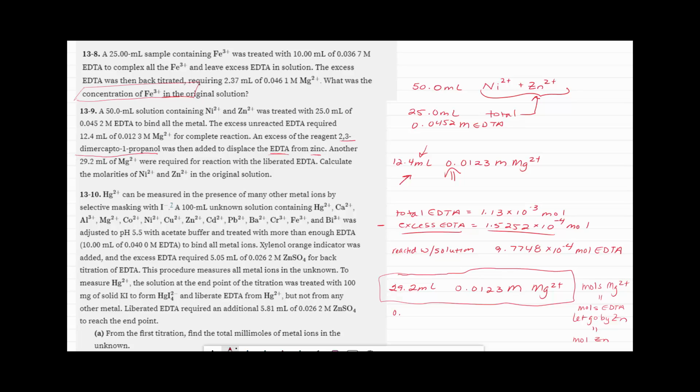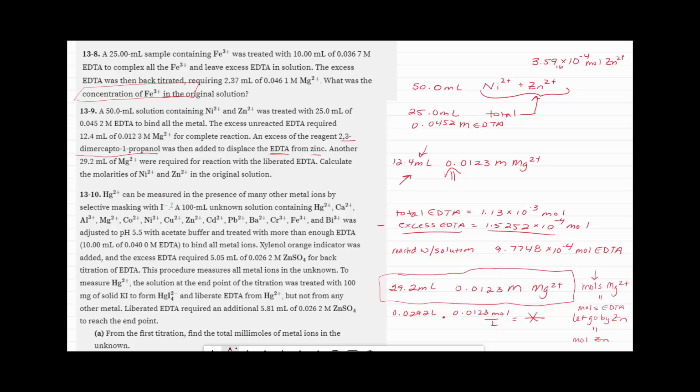So if we take our 0.0292 liters and multiply that by 0.0123 moles per liter, then through all of this stoichiometry, that's going to be equivalent to the moles of zinc in the original solution. So I calculate 3.59 times 10 to the negative 4. I didn't give you all of those digits, but there's a 1 and a 6 there. Moles of zinc in the original solution, because that's what this represents.